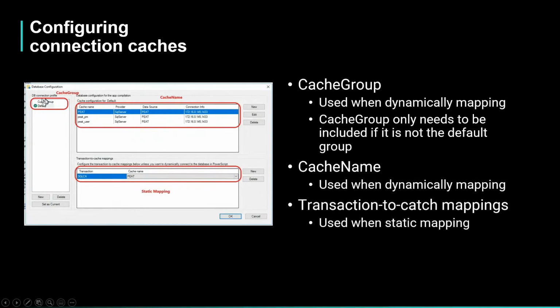There are several sections here. There's the cache group. There is the cache name. This is where you actually define the caches. And then if you're using static mapping, there is a transaction to cache mapping that you would also populate. So at a minimum, you're going to need to have some caches defined. And then if you're using dynamic or pass-through, you would just use that information. And if you're using static, you would use the mapping down below here.